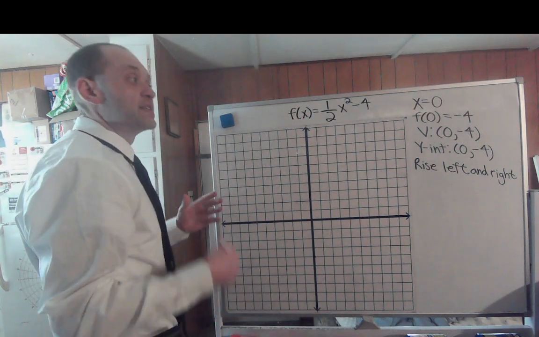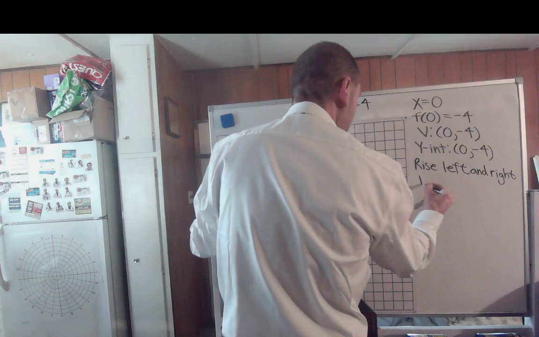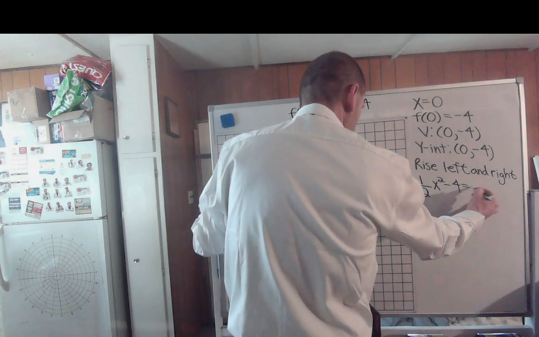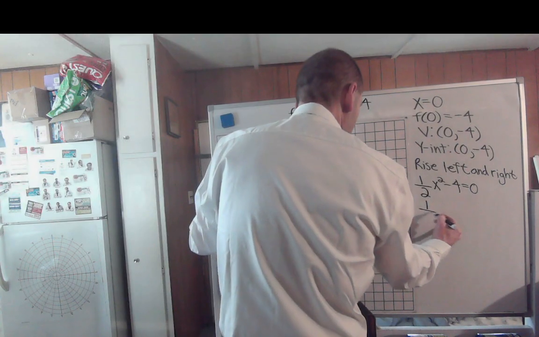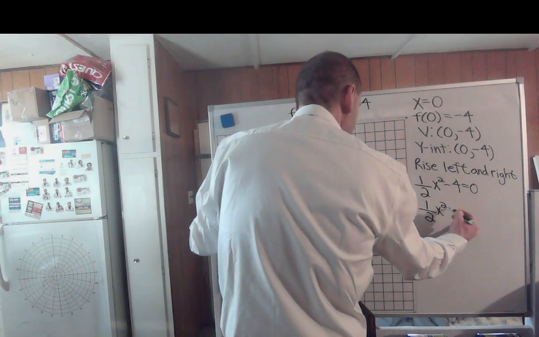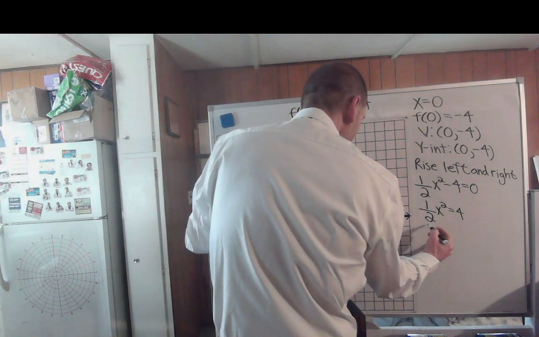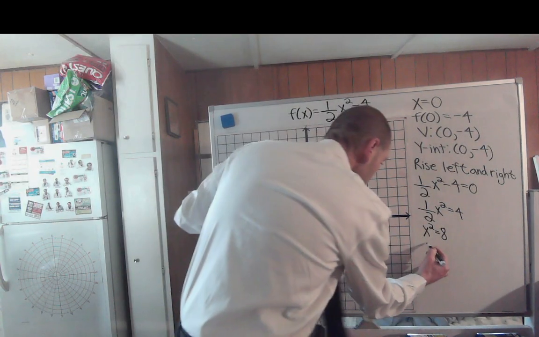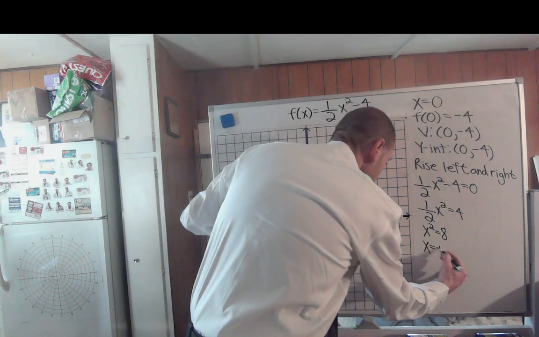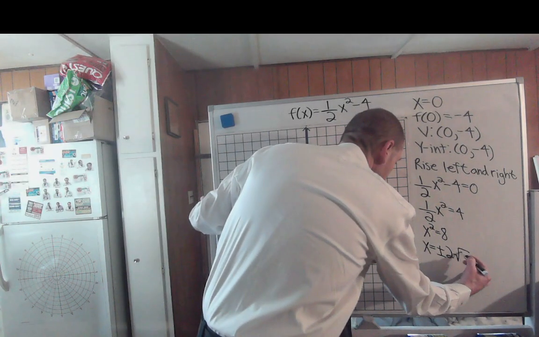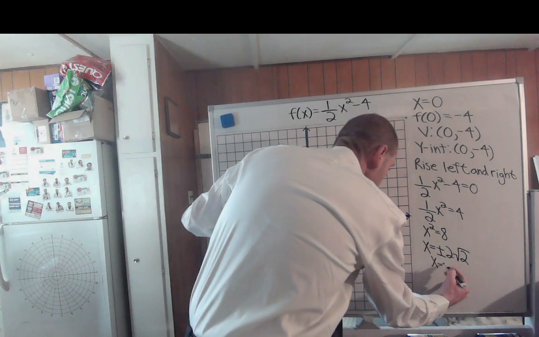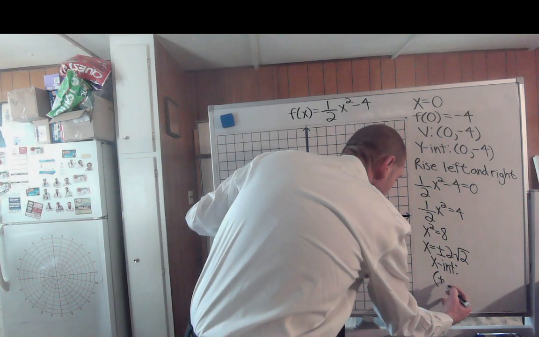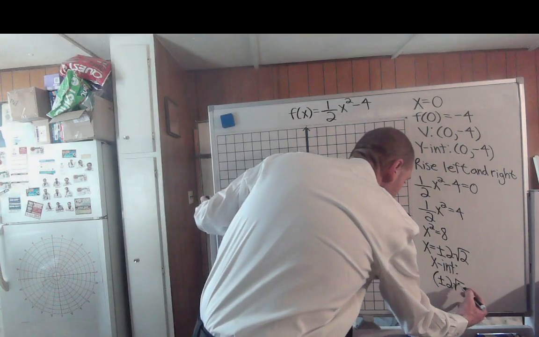Now, last thing, let's find the x-intercept. So take that half of x squared minus 4, set that equal to 0. You'll get half of x squared is equal to 4, which would give you x squared equals 8, which would give you x equals both plus and minus 2 times the square root of 2. So your x-intercepts can be found at plus and minus 2 times the square root of 2, 0.